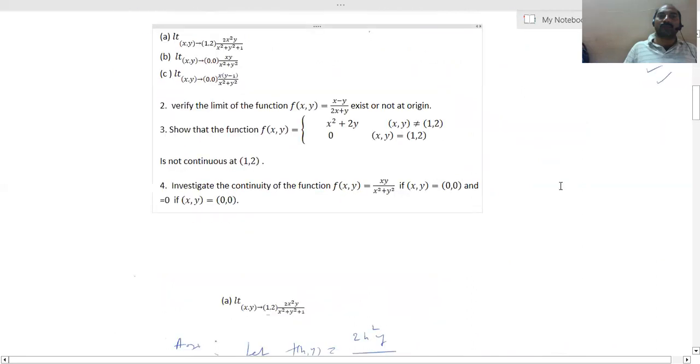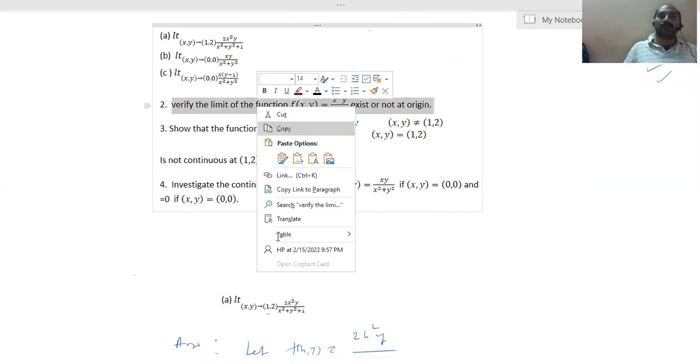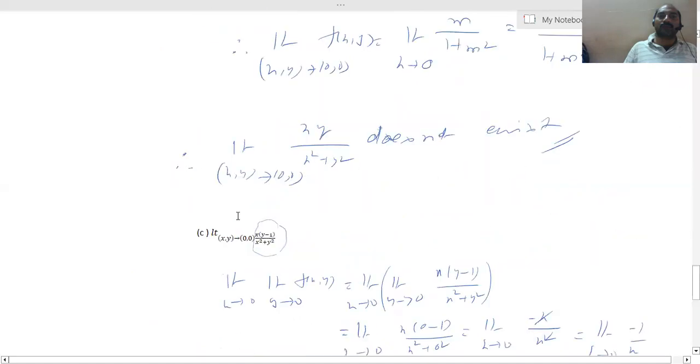Next problem. Verify at the origin. The next second problem is also at origin. You must keep alert because we need to verify two conditions.